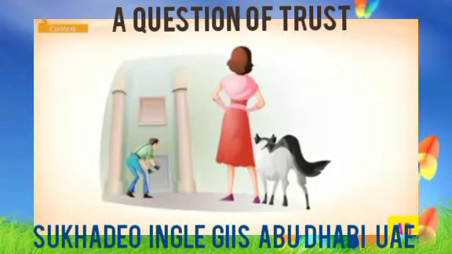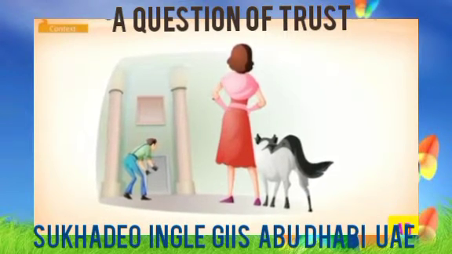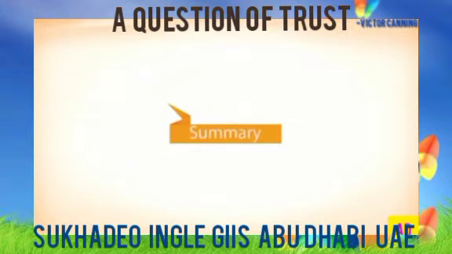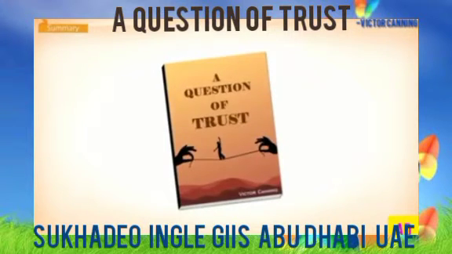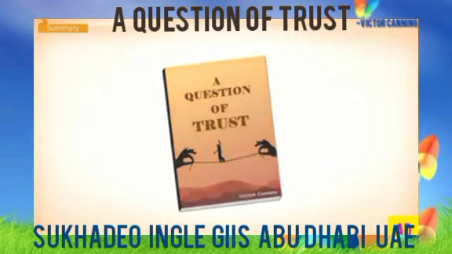A Question of Trust is a story about two thieves. It depicts how a lady thief outsmarts Horace and leads to his imprisonment. Here is a summary of the story A Question of Trust by Victor Canning.